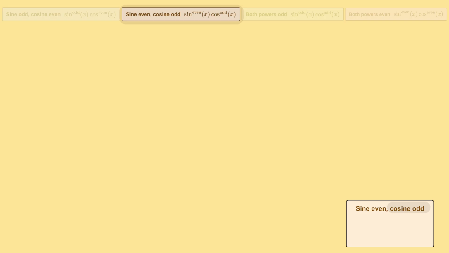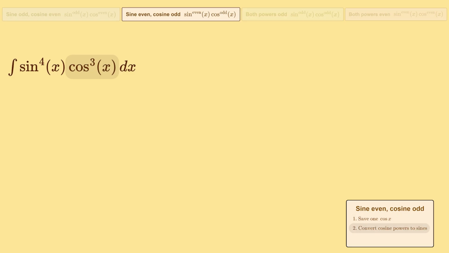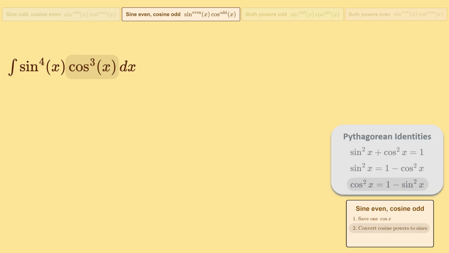Suppose the power of cosine is odd and the power of sine is even. For example, consider the integral of sine to the 4th power of x times cosine to the 3rd power of x dx. Since the cosine power is odd, I want to save one copy of cosine of x and put it to the side, and rewrite the rest of the cosine powers using the identity cosine squared of x equals 1 minus sine squared of x.